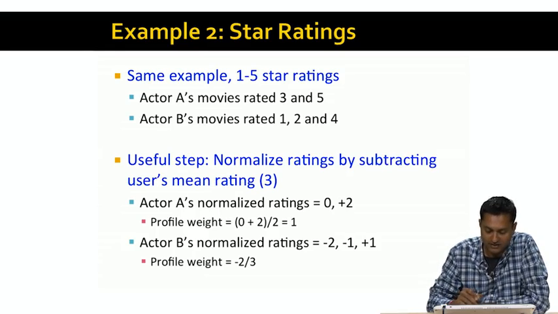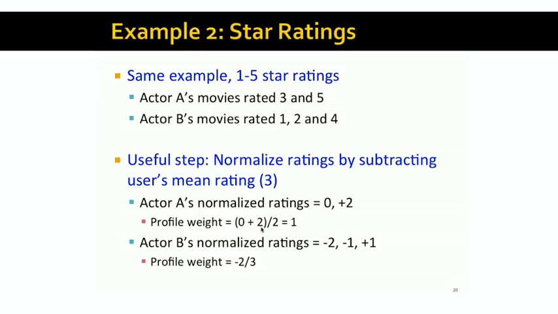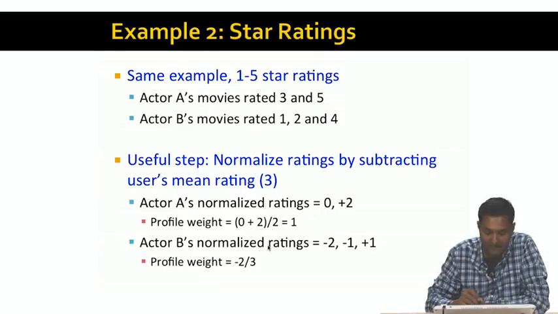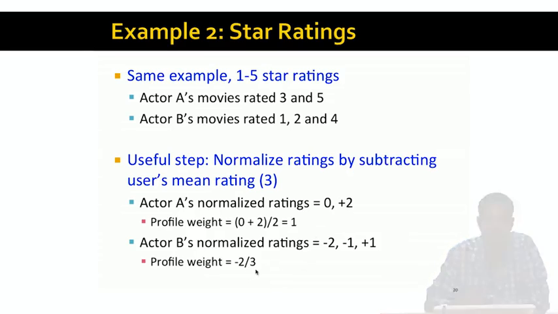Once you do this normalization, then you can compute the profile weights. But in this case, we divide not by the total number of movies, but by the total number of movies with a specific feature. So in this case, there are 2 movies with actor A, and the profile weight for the feature actor A is 0 plus 2 divided by 2, which is 1. And similarly, the feature actor B has a profile weight of -2/3. This indicates a mild positive preference for actor A and a mild negative preference for actor B.